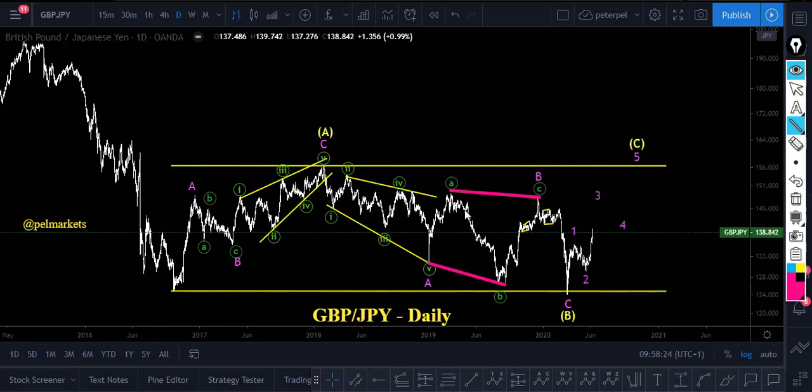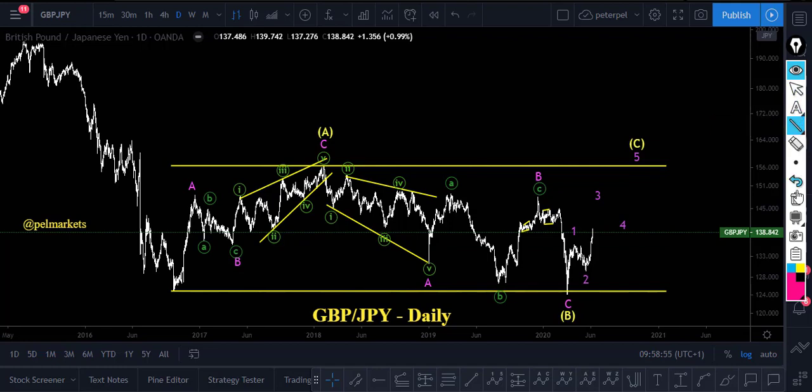This even looks more like a running flat for purple wave B, then an impulse for wave C. And now we are anticipating that price will move and give us an impulse of 3, 4, 5 to complete yellow wave C, so that in all we can get a flat before the trend resumes to continue on down. So how do we trade this week? Let's look at the lower time frame.